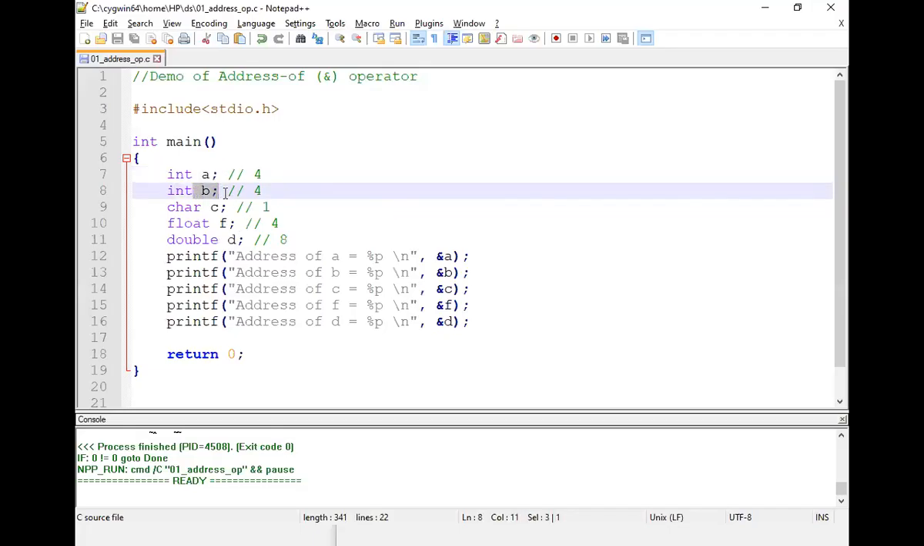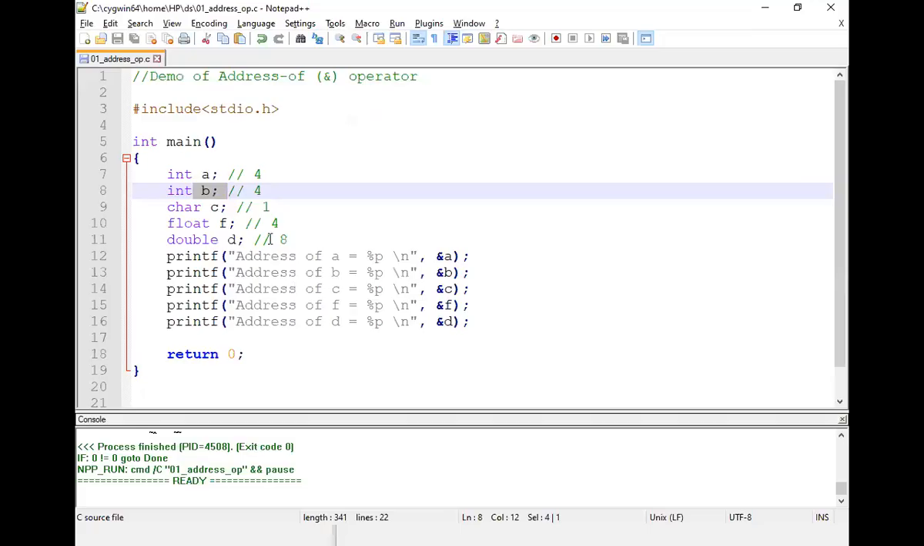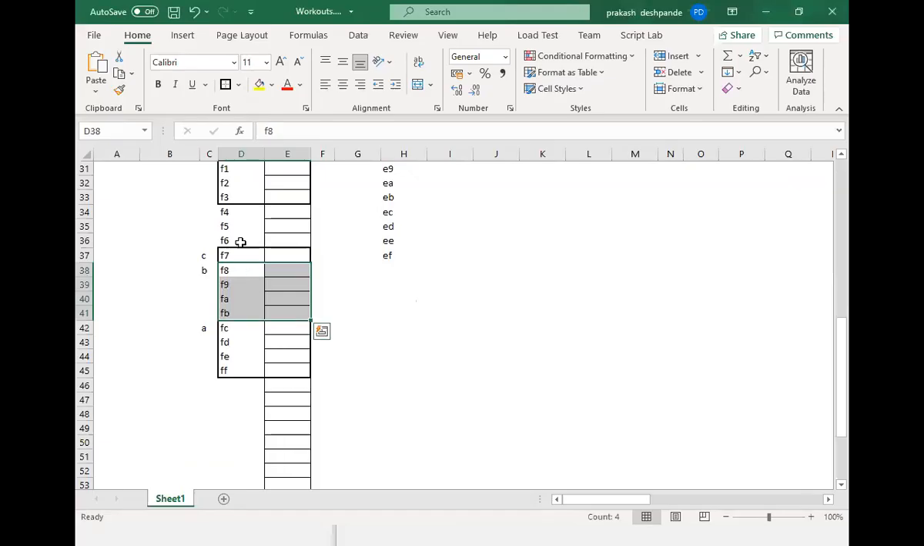After that, we have B here. Once B was done, what it has done? Before these memory blocks, it has found that there are some memory locations which are free. So it has allocated those 4 memory blocks. Then we have something called a C declaration. It says that for C, I just require 1 byte. So it has allocated this particular F7, just before address F8.